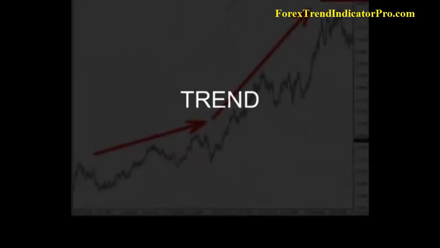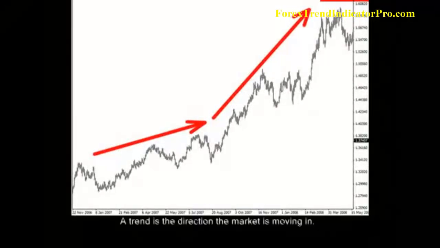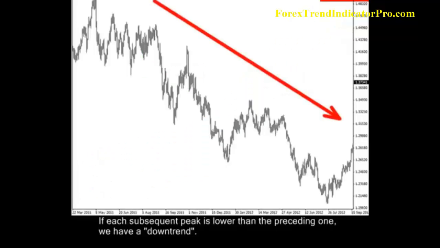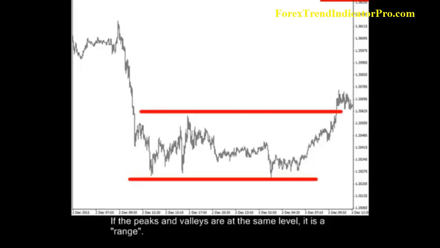Trend. A trend is the direction the market is moving in. If each subsequent peak is above the previous one, we have an uptrend. If each subsequent peak is lower than the preceding one, we have a downtrend. If the peaks and valleys are at the same level, it is a range.